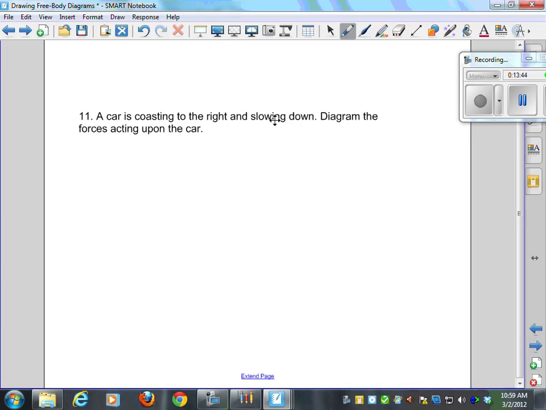Car coasting to the right and slowing down. We've got our weight force. There is no applied force. So watch out. I might say, which way is this car moving? It's going to the right. That's a tricky one. Yep, I'm a trickster. I got two.